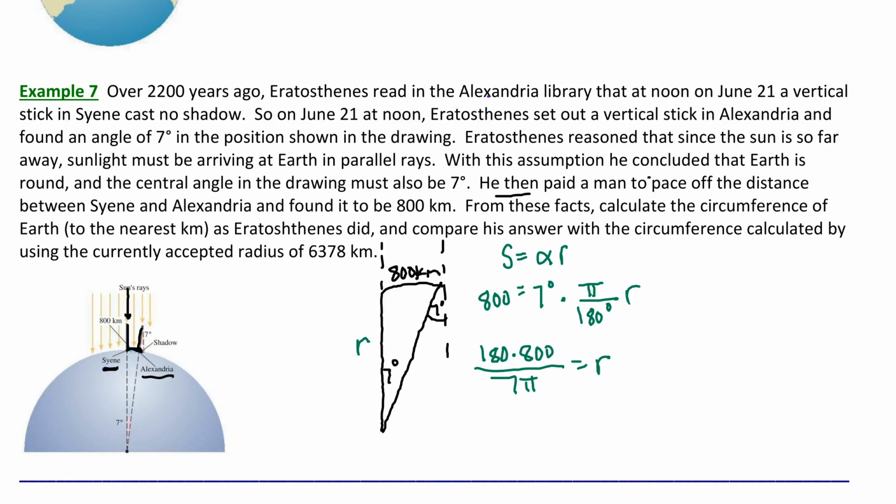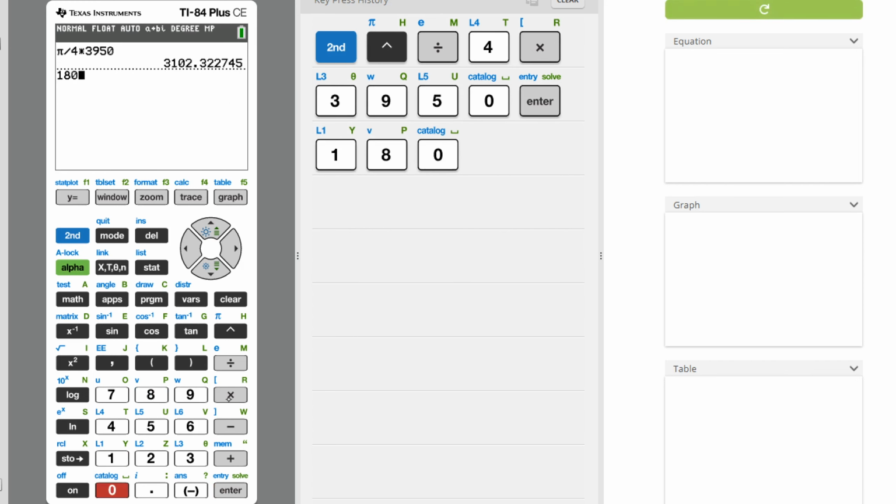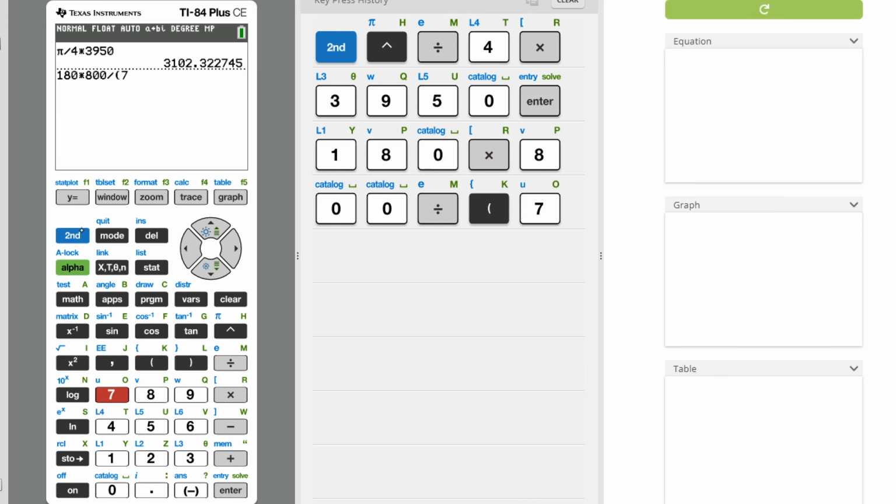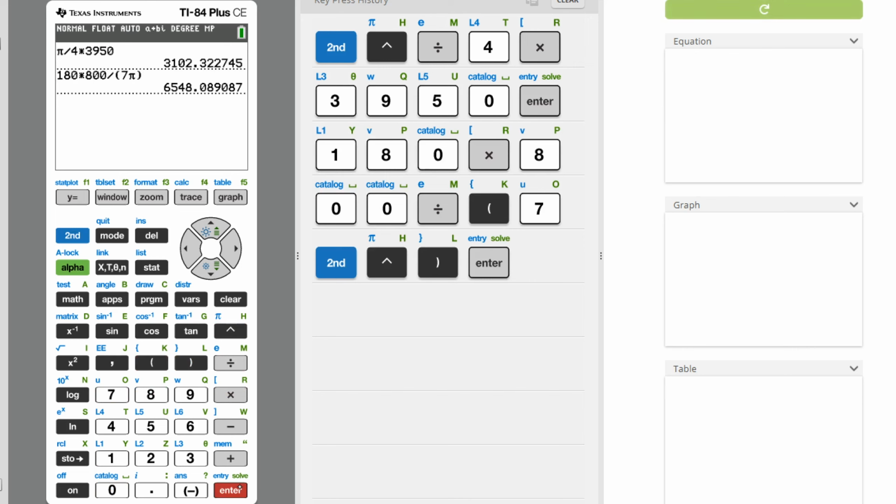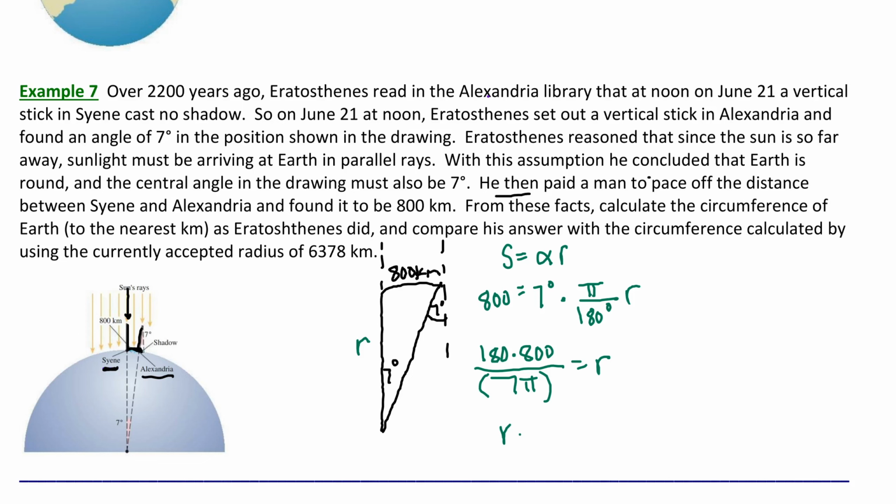Now, be careful when you plug this into your calculator. Make sure you get that operation in the denominator in parentheses. So we'll evaluate 180 times 800 divided by, in parentheses, 7 pi. We come up with 6,548 kilometers to the nearest kilometer. So approximately 6,548 kilometers. The actual currently accepted radius in kilometers is 6,378. So not bad for 2,200 years ago.